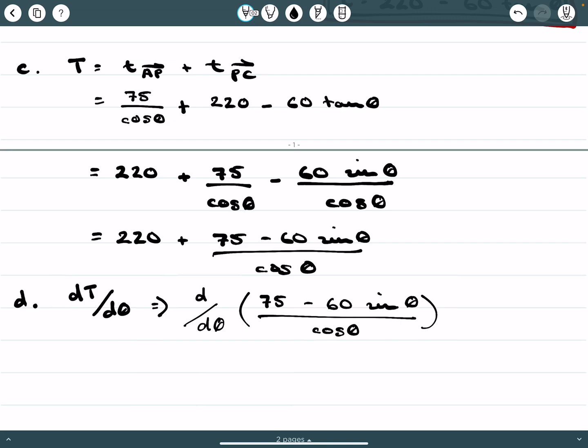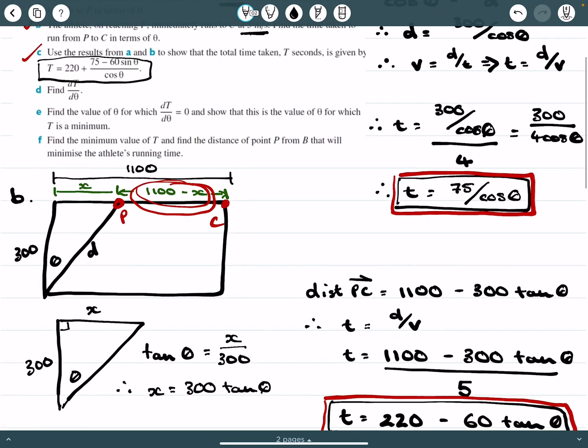I would suggest you can do this a couple of ways. You can use your quotient rule, which I'm not going to do, but you could be plugging this into your computer or your calculator and then be able to resolve it to find what that derivative is. When you come to find the derivative, then part E would be saying to find where dt d theta equals zero. I'd suggest that you use your CAS to find that.